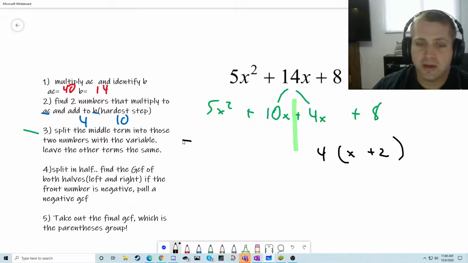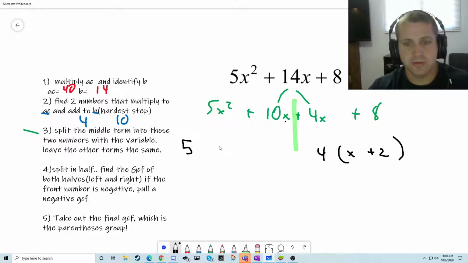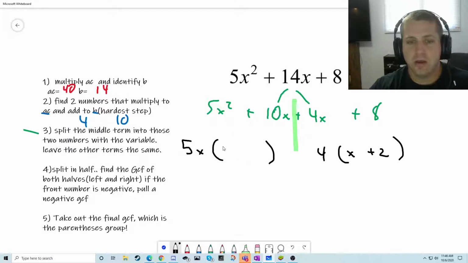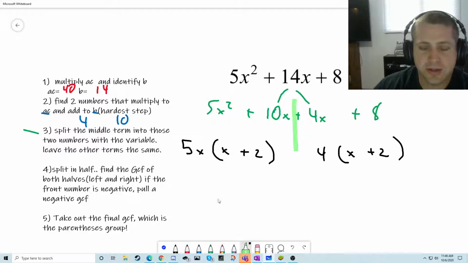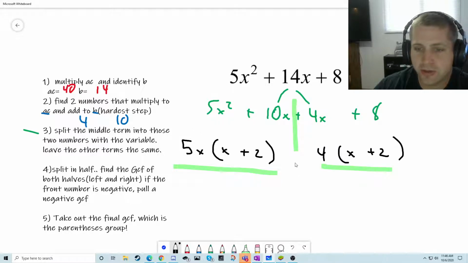5 looks like it comes out of both, and they both have an x, so that'll come out. 5x squared divided by 5x: the 5's go, one of the x's goes, we're left with just x. 10 divided by 5 is 2. Hey, they are the same. So that means we did it right. Now the last step is there's actually 2 terms here. They should have a plus sign in between.